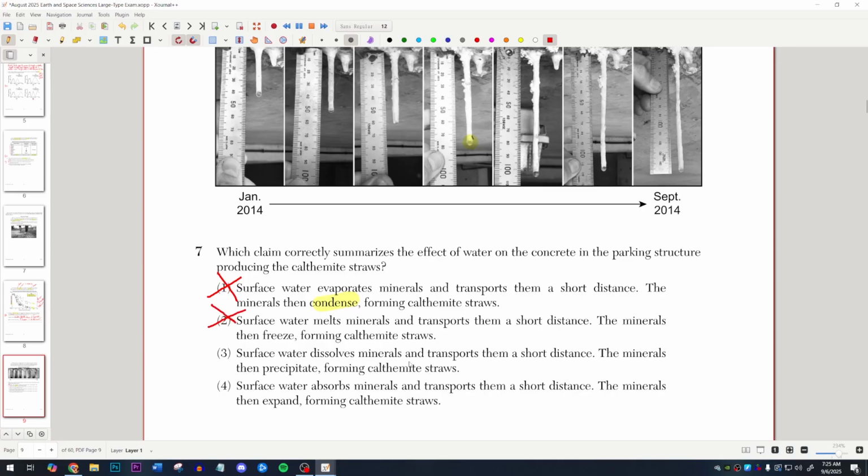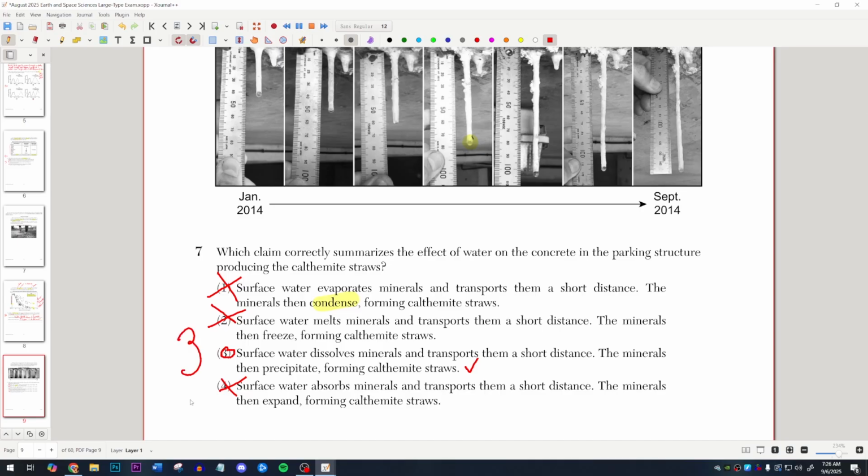Surface water dissolves minerals? That sounds right. Water dissolves a lot of things. And then transports them a short distance. The minerals then precipitate, forming calthemite straws. That sounds correct. Surface water absorbs minerals, then transports them. The minerals then expand? No. So it's 3.